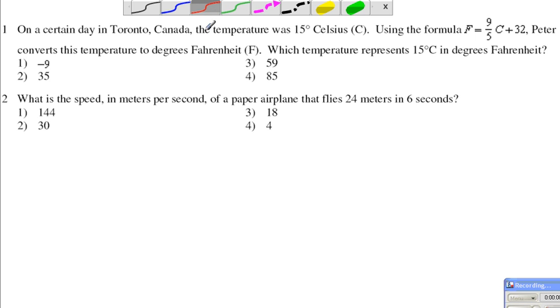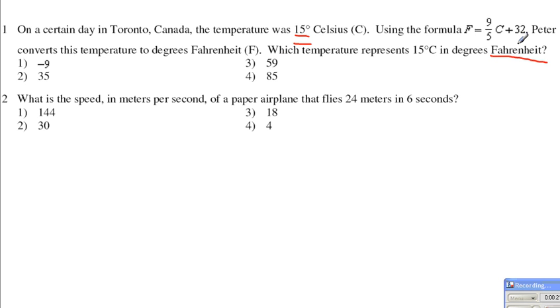A first review sheet. Okay, let's try to look into this one for a second. As you have read the question here, we have C is equal to 15 degrees, and we are looking for conversion to Fahrenheit. So all we have to do in this case is plug in 15 in place of C right here.